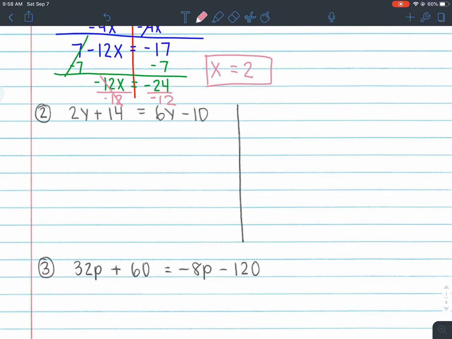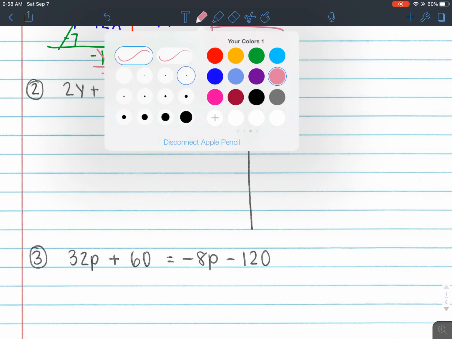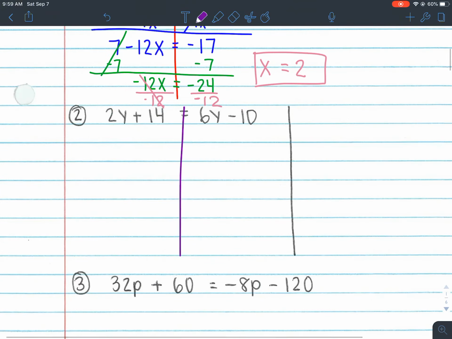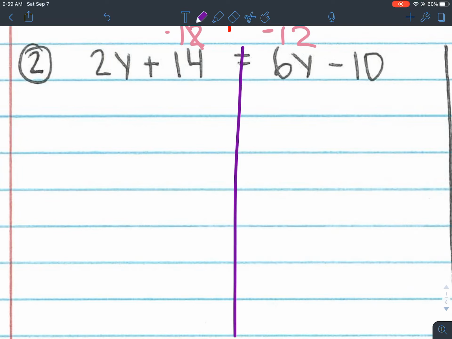All right, moving on to number 2. I have a line down the middle because there's two ways, well actually there's 4 ways to solve these types of equations, but I'm going to show you 2 different ways. So the first way I'm going to show you is similar to the way we just did it, by moving the variable first. So let's go ahead and do that. We have 2y plus 14 equals 6y minus 10.